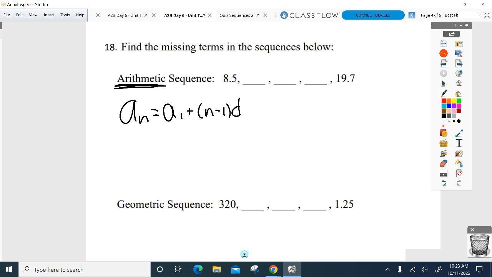Out of everything in this formula, what value do I need? Do I need a_n? Do I need a_1? Do I need n? Or do I need the d value to find the missing terms? I need the d value. So you guys need to help me fill in everything else but the d value. A subscript n, any term but the first: 19.7 equals the first term, 8.5, plus. Do we know what to plug in for n? 5, wherever 19.7 is in the sequence: 1, 2, 3, 4, fifth term. Minus 5, let's solve for d.